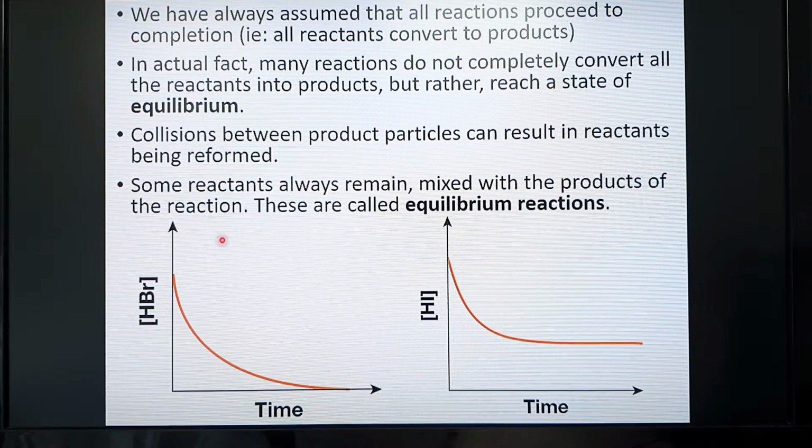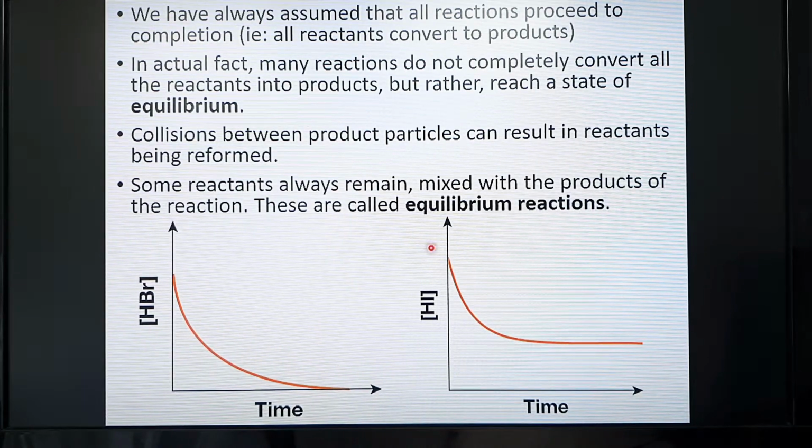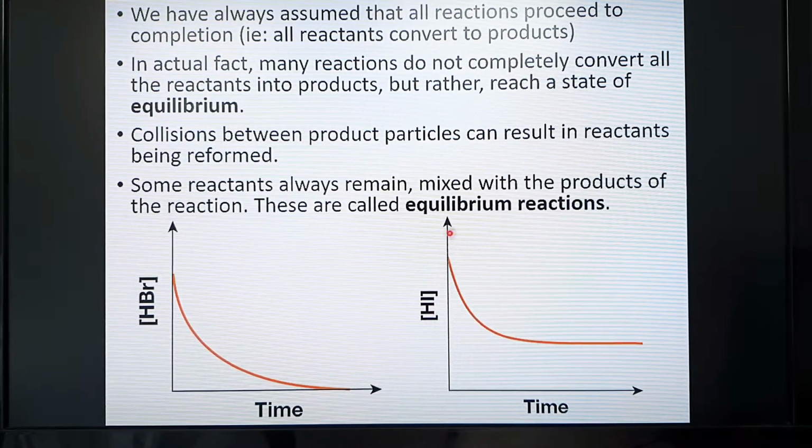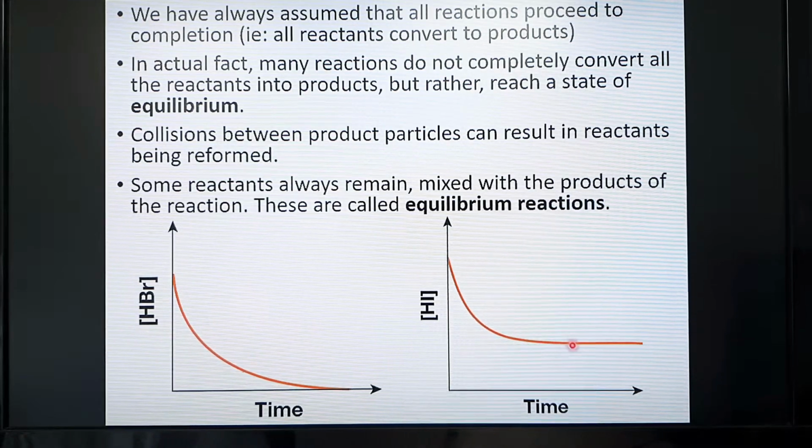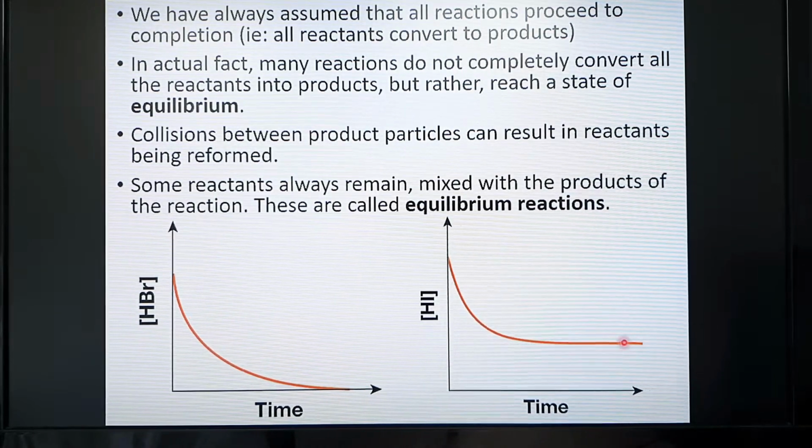Okay, so here is another example. Hydrogen bromide, over a period of time, will decompose into hydrogen and bromine. So this is a sample reaction that will proceed to completion. However, if we were to do one for the concentration of hydrogen iodide over a period of time, it's not actually going to go to completion. It'll get to a point where this curve flattens, and the concentration of hydrogen iodide is exactly the same. And this is how we know that we've reached a state of equilibrium, because this quantity doesn't change.